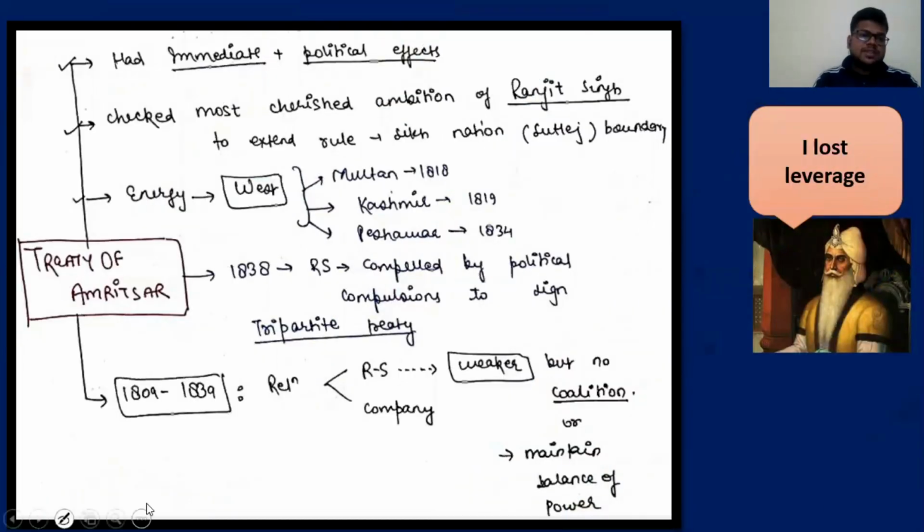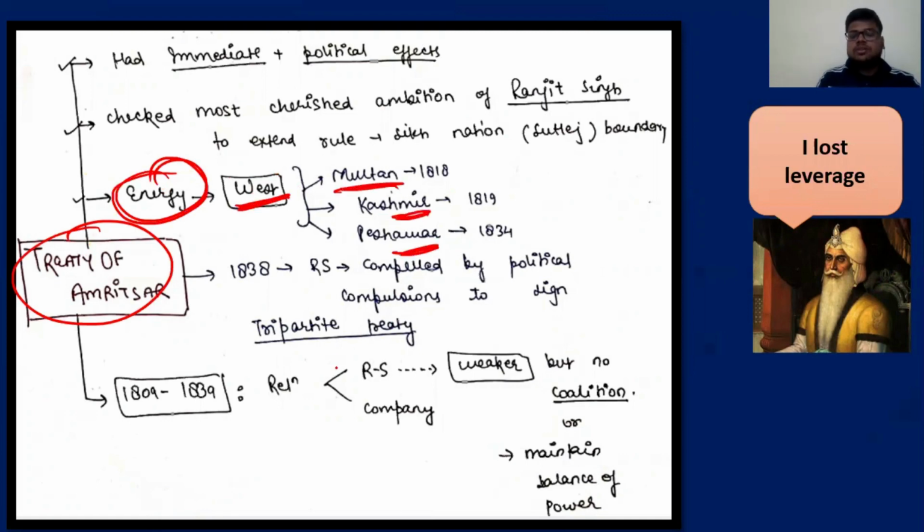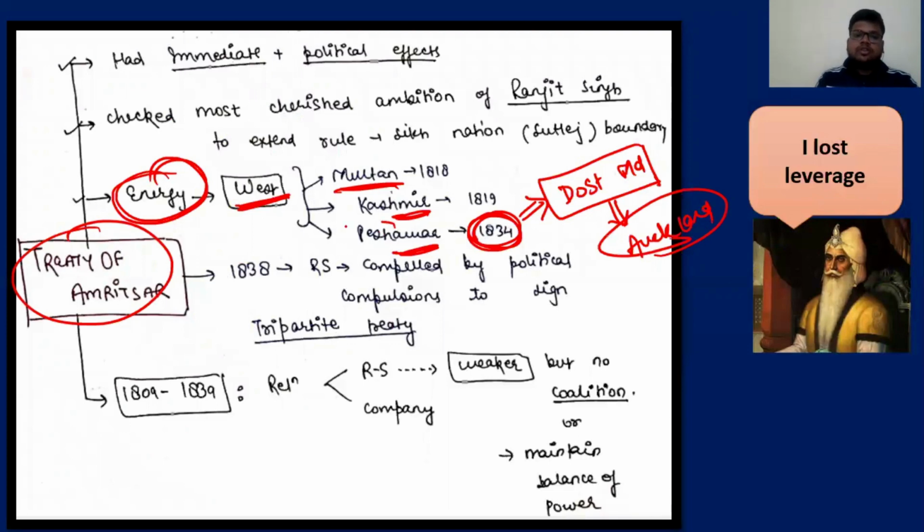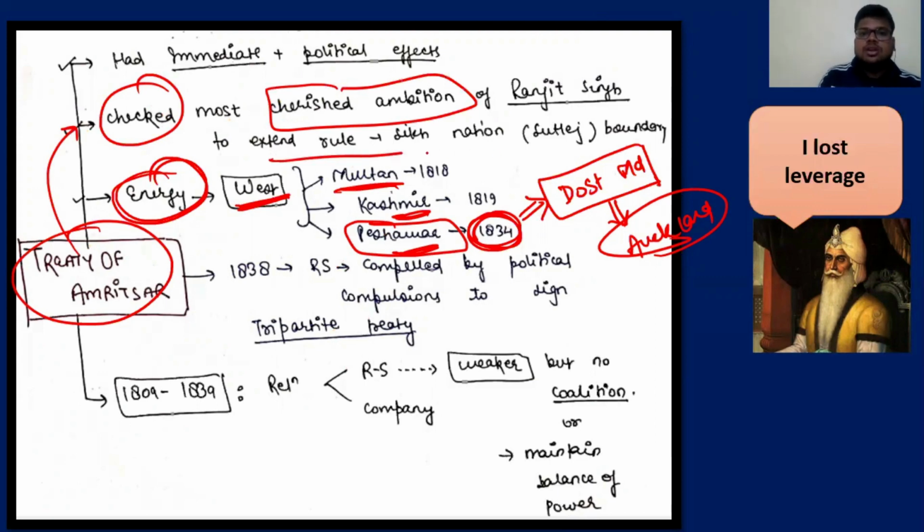After the Treaty of Amritsar, Ranjit Singh focused his energies on the west, for example, Multan, Kashmir, Peshawar. You can see 1834, Peshawar. This is what was wanted by Dost Muhammad. Dost Muhammad had asked Auckland for this particular thing from Ranjit Singh, but Auckland said no, no, no. So the Treaty of Amritsar restricted the most cherished ambition of Ranjit Singh, to extend his rule and create a big Sikh nation, and he was restricted to only the Satluj boundary.